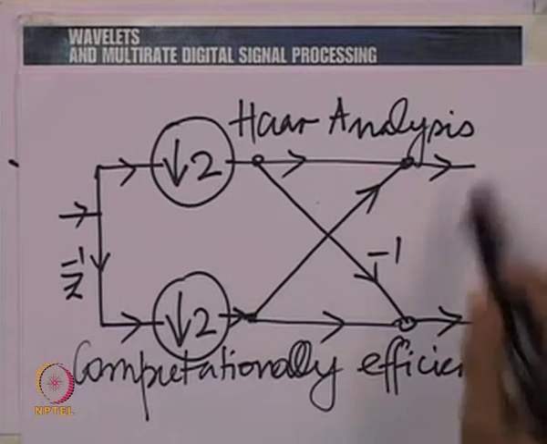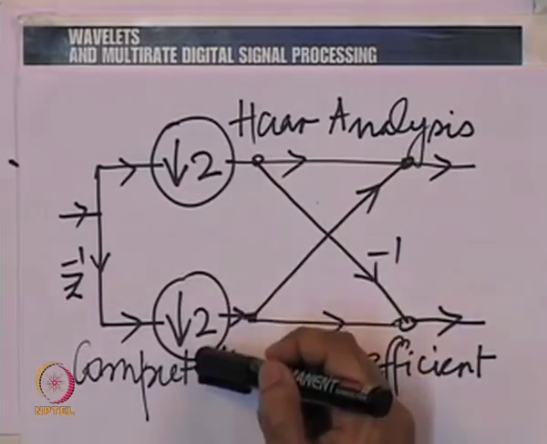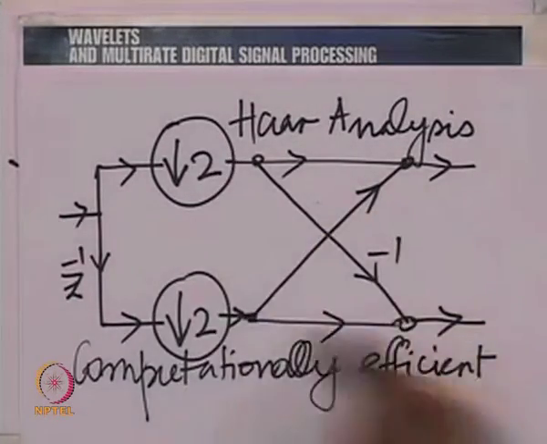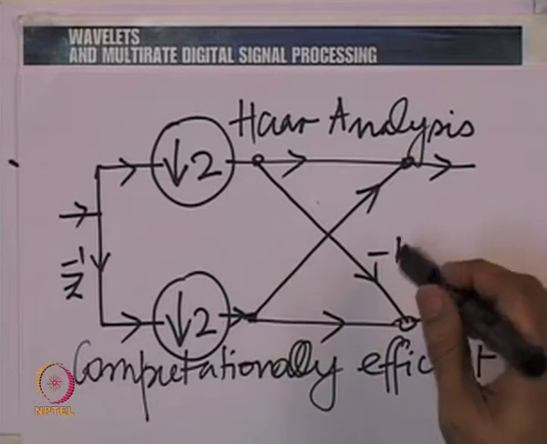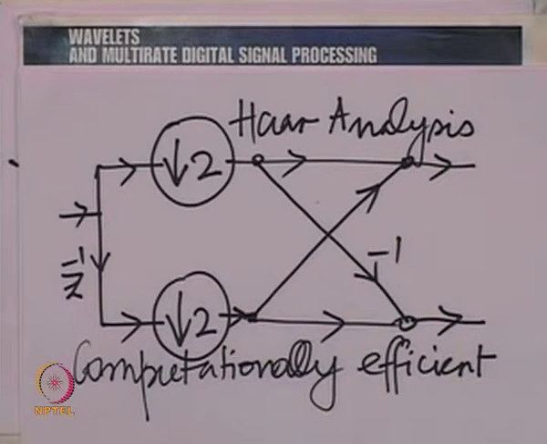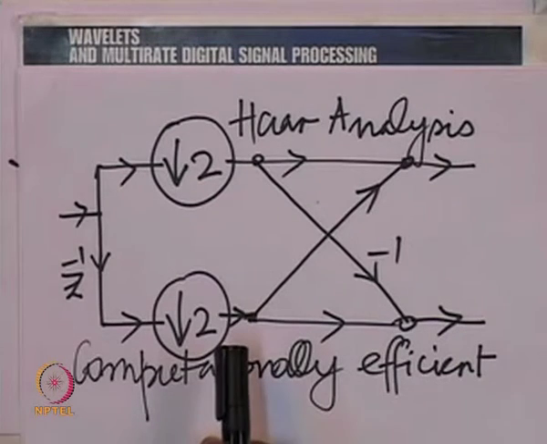Why is it computationally efficient? Because you have downsampled first and then you are doing the calculations, additions, multiplications corresponding to the filtering operations. So, there is no wasteful computation here, unlike the earlier structure where you filtered first, that means you convolved first and then downsampled.